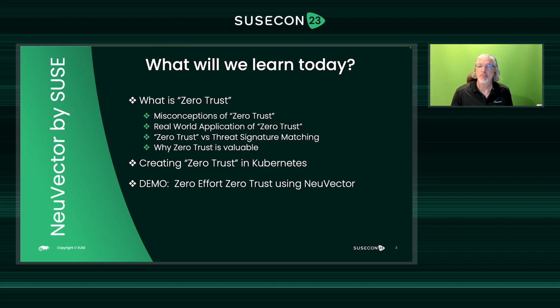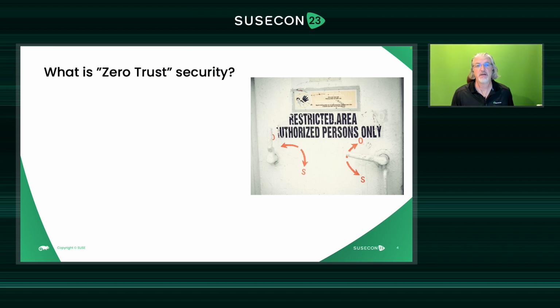for security. We'll talk a little bit about creating zero trust in Kubernetes, but then we're really going to focus on how NeuVector can make zero trust very easy, and even in a security event, a rapid response kind of deployment, how you can use NeuVector to even stop an attack that is in progress. So lots of cool stuff. So let's get started with what is zero trust security.